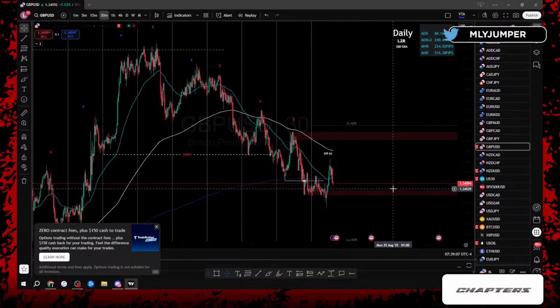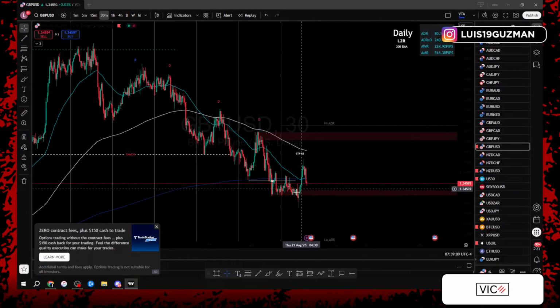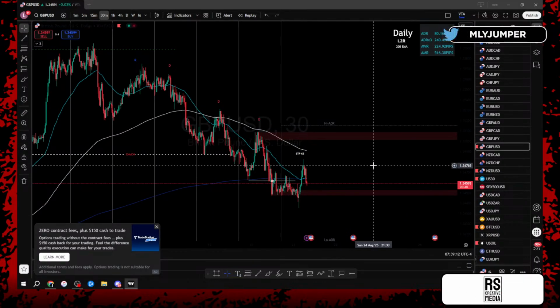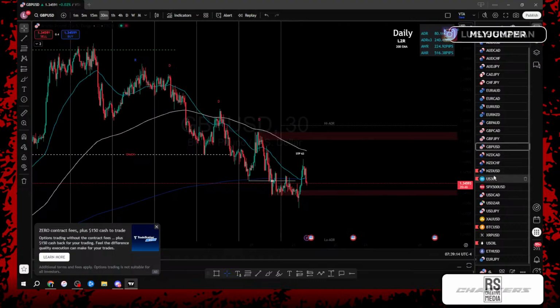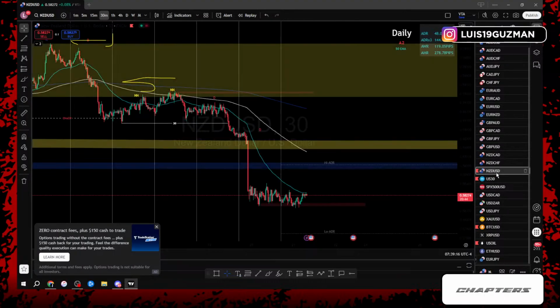GU is still moving counter trend, right? Lower low, lower high, lower low. We're trading at a lower high. So GU, I'm also not even going to keep an eye on. Today there might not be any trades, to be honest.